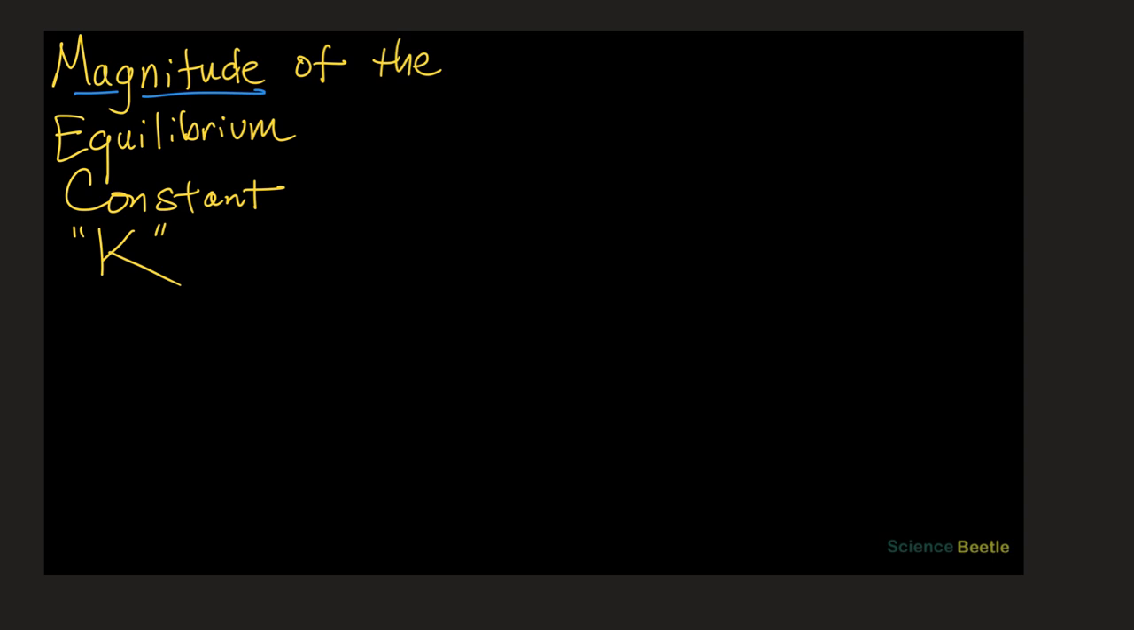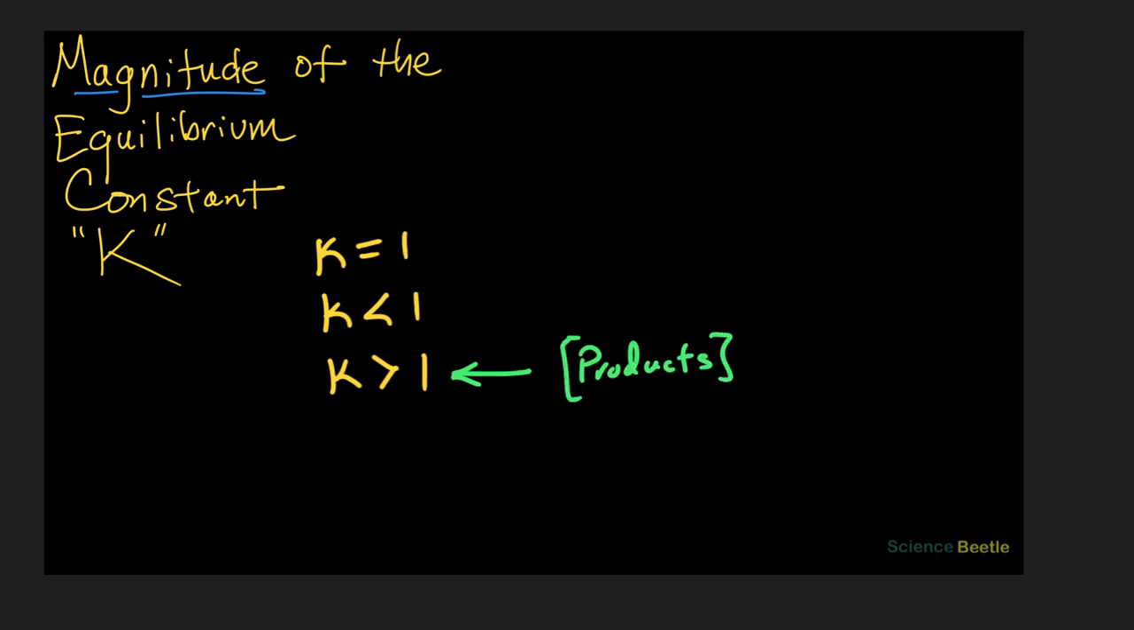And so we had indicated before that there were a couple of outcomes for k. We've learned that k could be equal to 1, k could be less than 1, or k can be greater than 1. Now, the one that shows significantly more importance, no pun intended, is the value where k is greater than 1. What we're saying here is that the concentration of the products is significantly greater than that of the reactants.